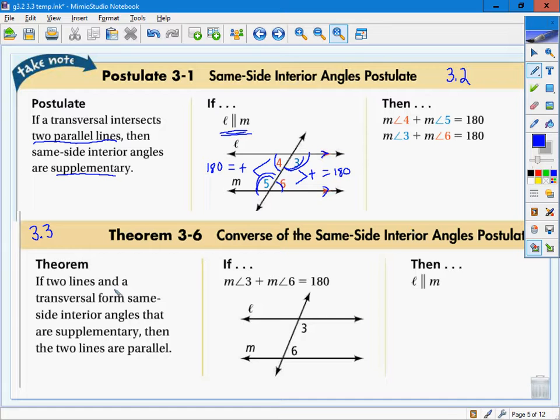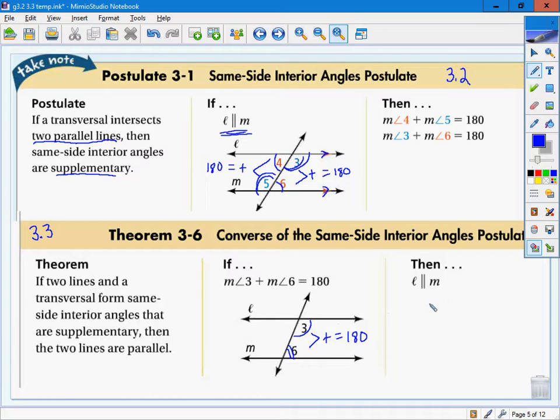The converse says you have 2 lines and a transversal. It didn't say the 2 lines were what? Parallel. It didn't say that. But it said if I know that angle 3 and angle 6 add up to equal 180 degrees, in other words, if I know that same side interior angles are supplementary, what can you tell me about line L compared to M? That they're parallel.